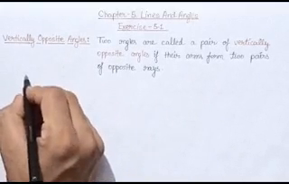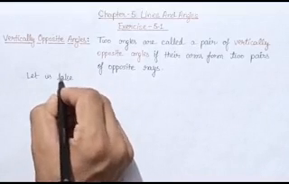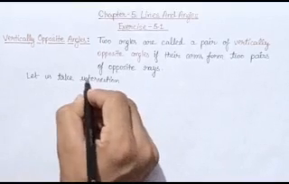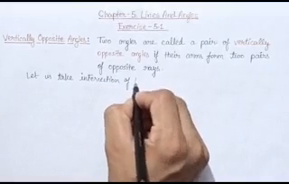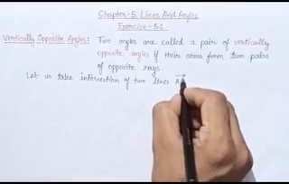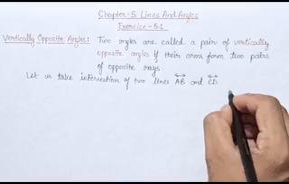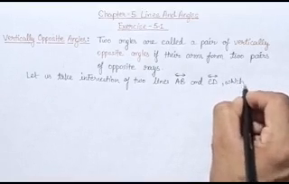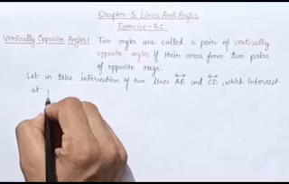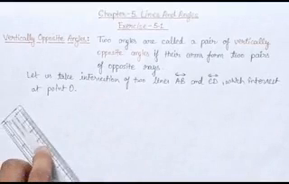So let us take the intersection of two lines AB and CD which intersect at point O. So let us draw the figure.